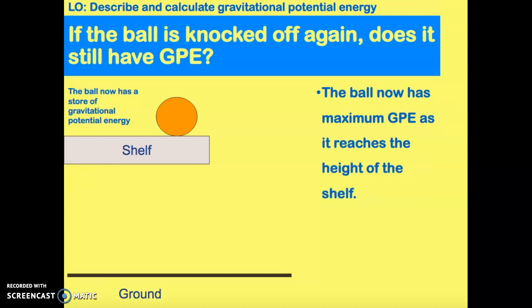The ball now has a store of gravitational potential energy. We can see that the ball is no longer touching the ground. It's no longer touching the surface of the Earth. So therefore, it has gravitational potential energy because it's been moved away from the surface of the Earth. Because this is the highest point that the ball goes, we say that it now has its maximum gravitational potential energy reached. But what happens if that ball falls off?